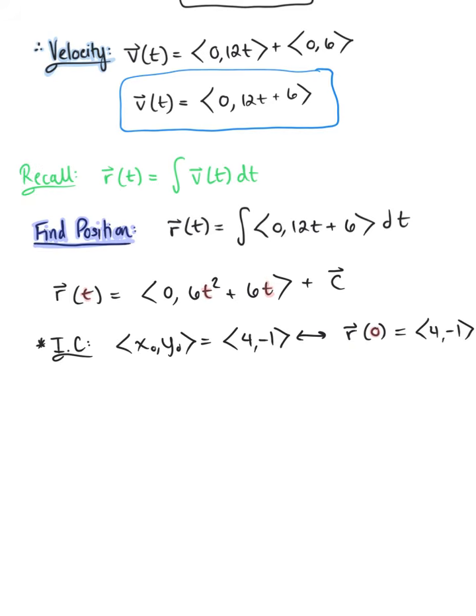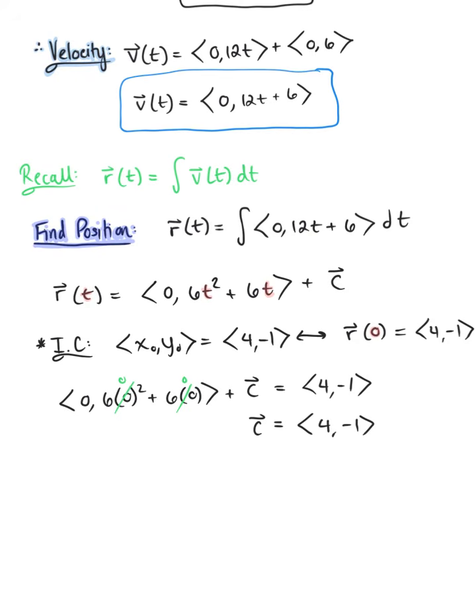So solving for c here, we have 0. And then we have 6 times 0 squared plus 6 times 0 plus that arbitrary constant vector. And we're setting this equal to the vector with components 4, -1. And look at this. We have the 0 vector again. We know that 6 times 0 squared is 0, 6 times 0 is 0, and we can pretty quickly see that our arbitrary constant vector is the vector with components 4, -1.